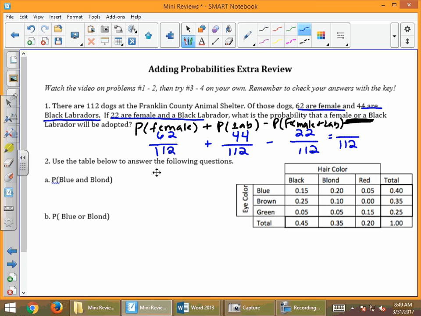62 plus 44 minus 22, you just combine the tops, and when you do that, you should get 86. 86 as a reduced fraction is 43 over 56. Make sure you reduce your fraction, and then 43 over 56 as a decimal, you just divide those values in your calculator, and you should get about 0.77. So whenever you see the word or, probability of the first plus the probability of the second minus the probability of both. Plug those values in the right spot and simplify.